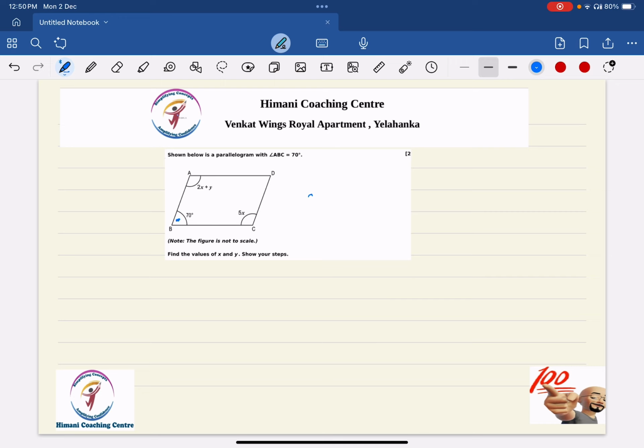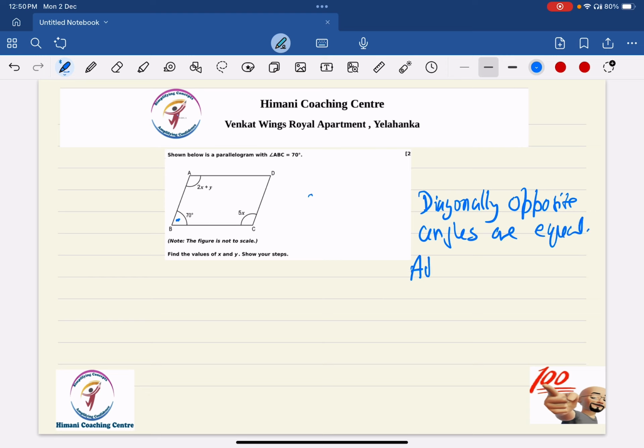This angle is 70 degrees. Find the value of x and y. Show your steps. Now see, if you know the properties of a parallelogram, what are the properties of a parallelogram? Diagonally opposite angles are equal. That's one property.